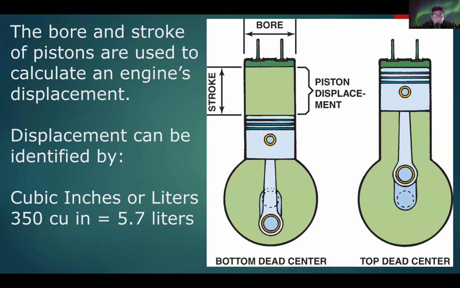Now, the stroke of the piston is the TDC to BDC, meaning the piston will go all the way down and then go all the way up. This will translate to displacement. So how big is the engine, right? The engine on your vehicle may be so many liters. It might be a 2 liter engine or 3 liter or 4 liter or 5.7 liters or 6.2 liters. So the liters relate to how much volume is within the engine, how much displacement is in the engine.